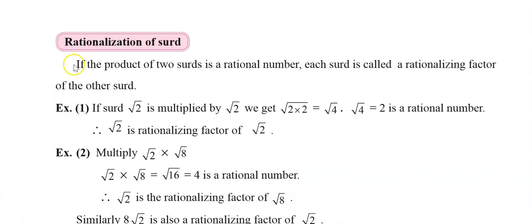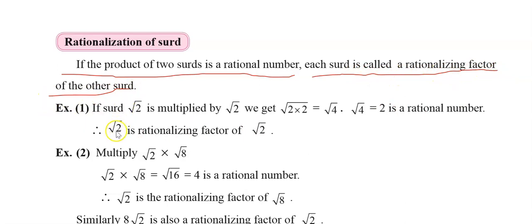Now next is the rationalization of surds. If the product of two surds is a rational number, each surd is called a rationalizing factor of the other. Now here, if root 2 is multiplied by root 2, that is the root of 2 into 2, which is root of 4, and root of 4 is equal to 2, which is a rational number. Therefore, the rationalizing factor of root 2 is root 2.